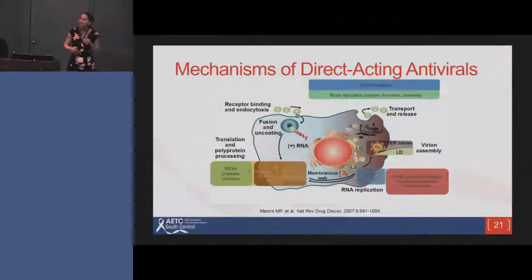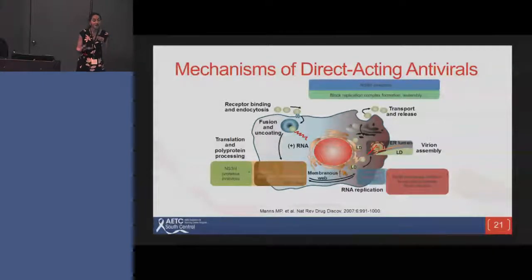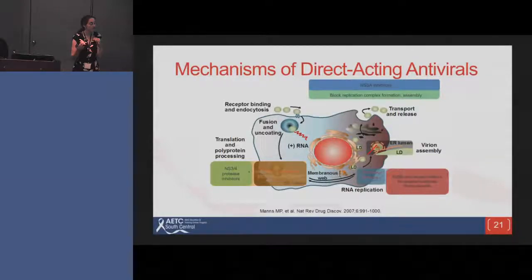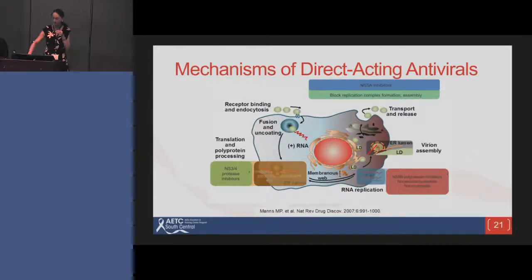But they're very similar drugs. They're nucleoside or nucleotide analogs, and they're also non-nucleotide polymerase inhibitors. And then there are these NS5A inhibitors, and this is a virus protein that is thought to be involved in virus transport and assembly. And there's also a set of inhibitors that interfere with this pathway.